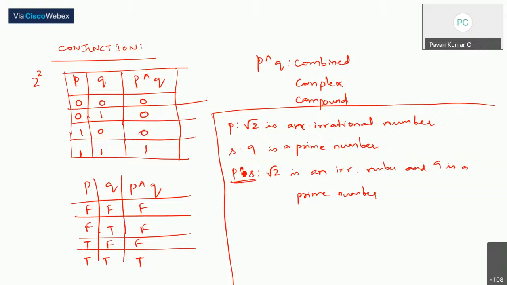To understand the truth value of this, first see what is the truth value of the first statement, and then the logical connective. Root 2 is an irrational number. Yes, that is true, so the truth value is 1. 9 is not a prime number, so its truth value is 0. Now this will be evaluated as P and S, so it is 1 and 0. If it is 1 and 0, that is 0. So the truth value of this compound proposition is 0. This is how we define things in the case of the conjunction.